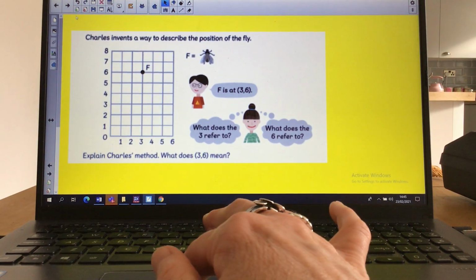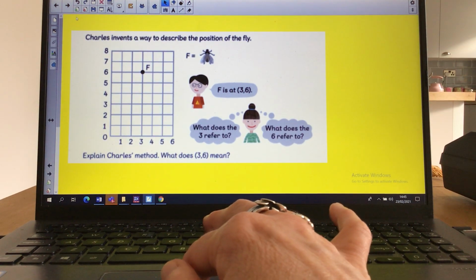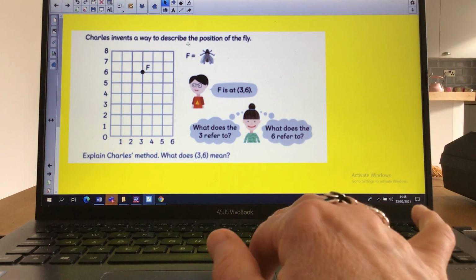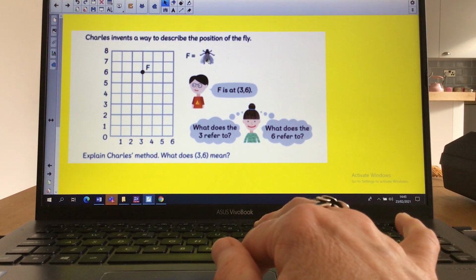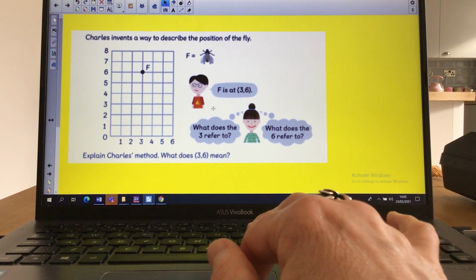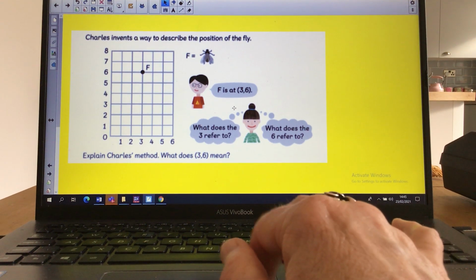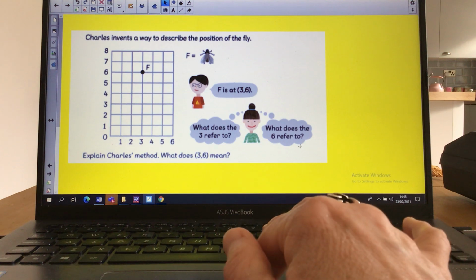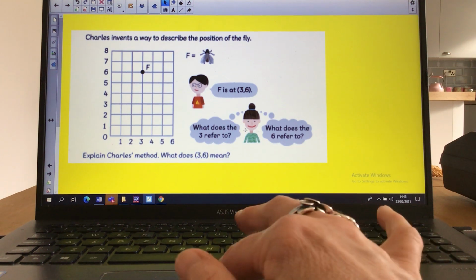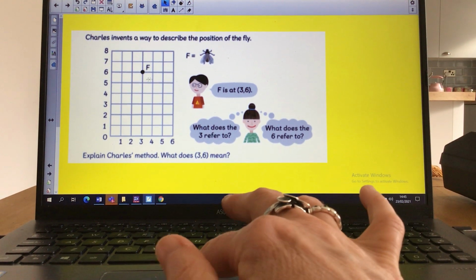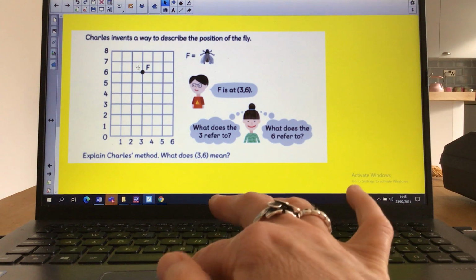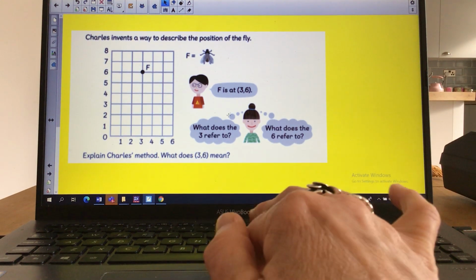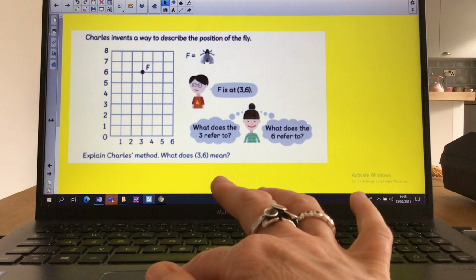Okay. Charles invents a way to describe the position of the fly. So F equals the fly, and he says F is at 3, 6. What does the 3 refer to and what does the 6 refer to? Okay, so he's saying the fly is at 3, 6. What do these two things refer to?